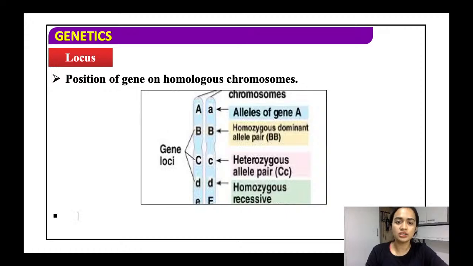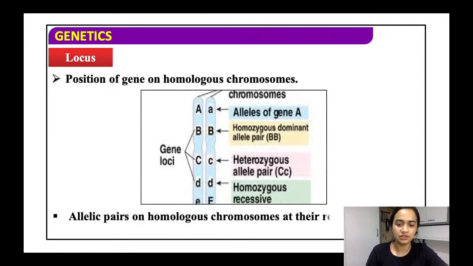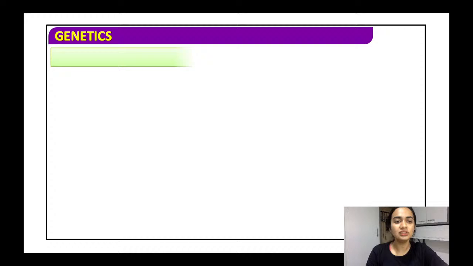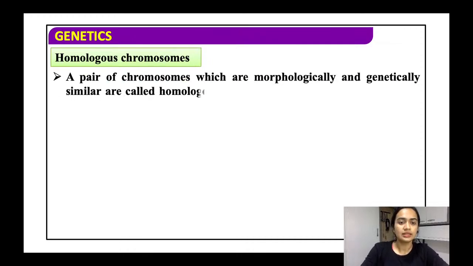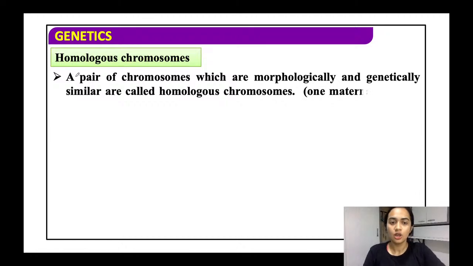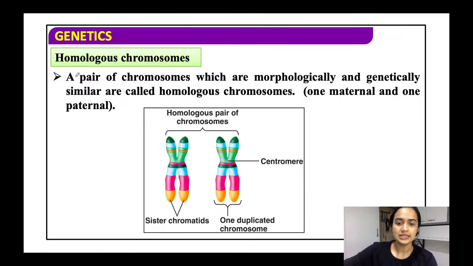This is the exact meaning of the word allele or allelomorph. As we have discussed, locus refers to the position of the gene. So allelic pairs on the homologous chromosome have their respective positions, or locus. Here is an example of homologous chromosomes. They are morphologically and genetically very similar to each other.